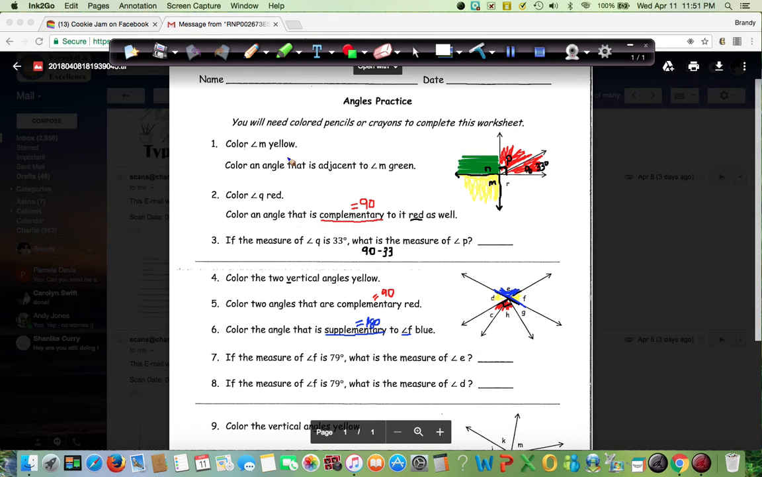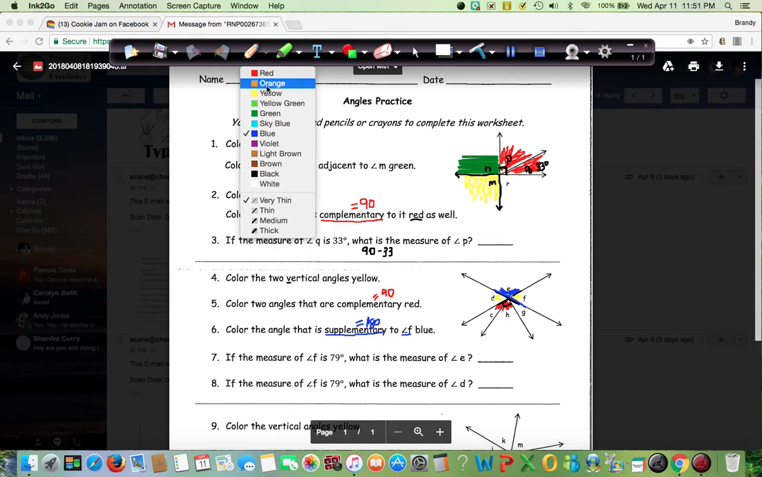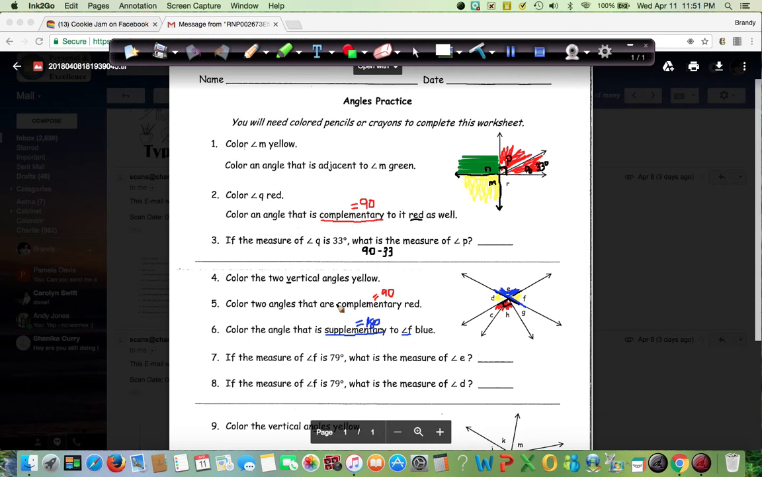And so let's go back up here and get our black. And it says if the measure of angle F is 79, what is the measure of angle E? So if this is 79 over here, what is angle E? That's your question mark. And we've already decided that these two are supplementary. And supplementary is 180. So to figure out angle E, you take 180 minus your 79.